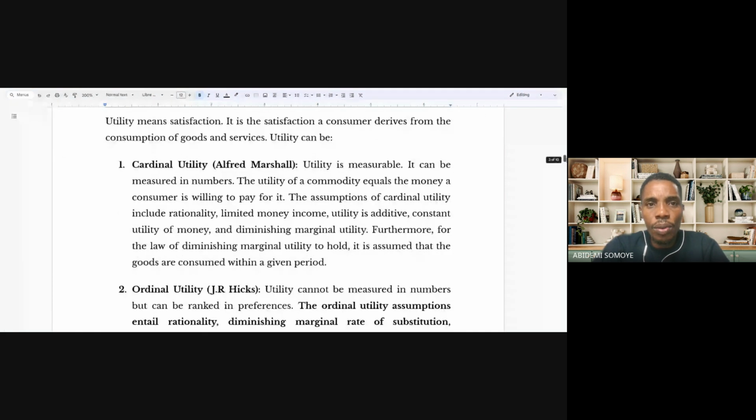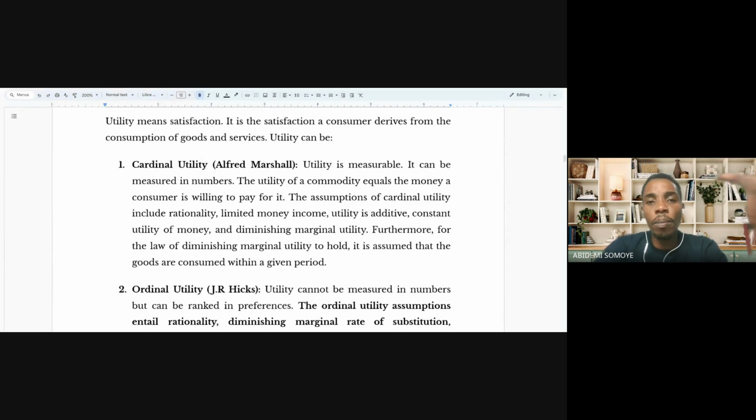So let's take a look at cardinal utility. The concept of cardinal utility, the proponent is Alfred Marshall, right? We talked about Alfred Marshall in our introductory class, when we were talking about the overview of economics and the definition of economics. Utility is measurable. It can be measured in numbers. So cardinal utility is when utility is measurable. You can attach numbers to it.